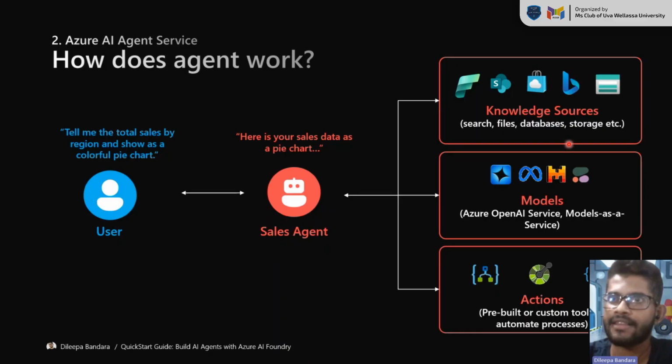Then what we have to do is select the model, right? There are plenty of models available, mostly Azure OpenAI service models, and we have other models also: Meta's Llama models, Mistral's models, and Cohere models. So you can choose whatever you prefer. Then the third one, this is the beauty. Previously, before agents, we tried these two things: our knowledge source and the model.